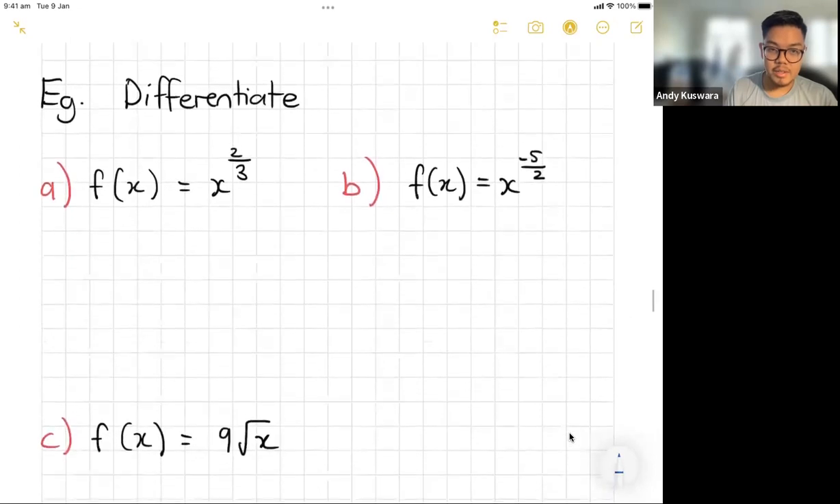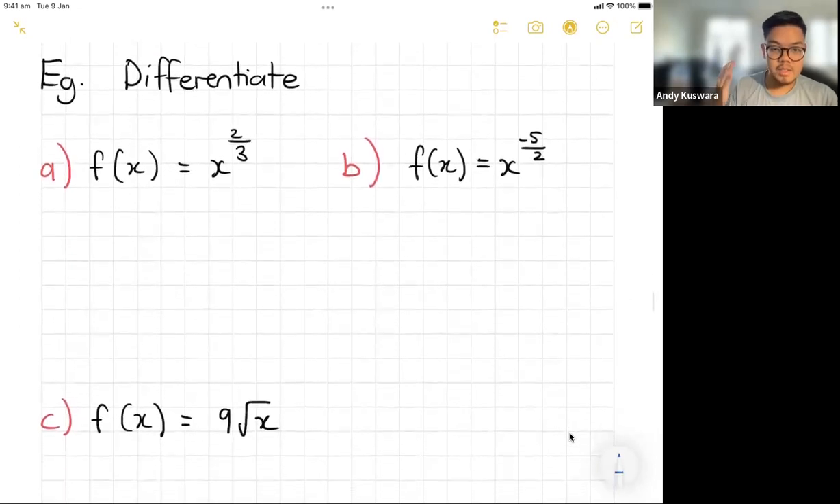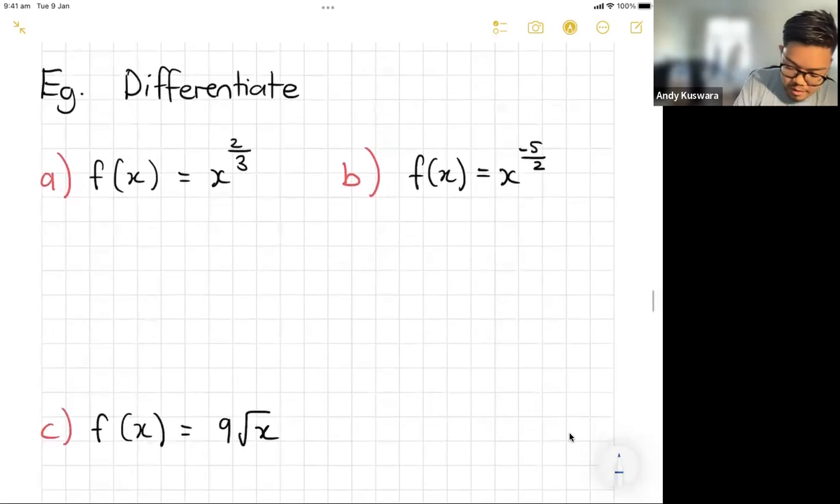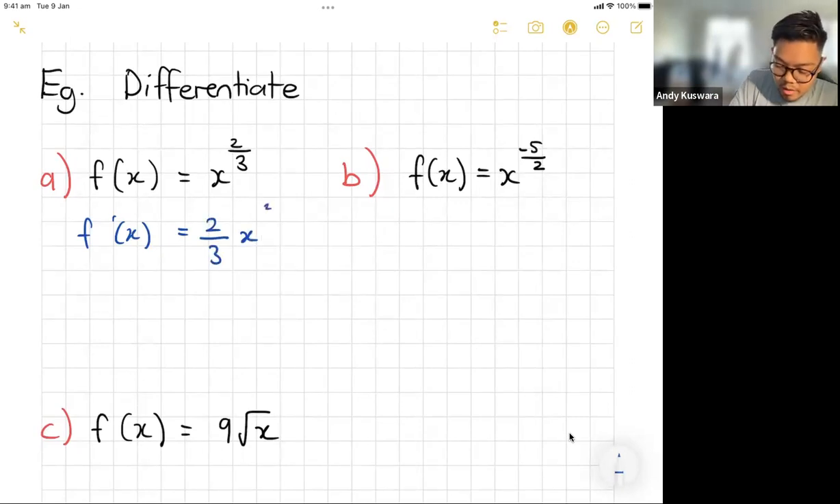Let's take a go here. Let's do the first one. f dash x, same rules apply. It's just the numbers are going to look slightly different. First things first, the power comes down to the front, and then you take away 1 from your power. So 2/3 take away 1 becomes negative 1/3. And I'm happy to leave that as my answer, just like that.